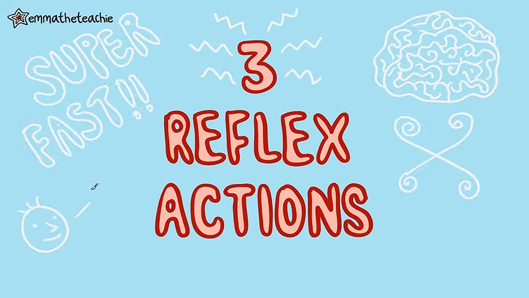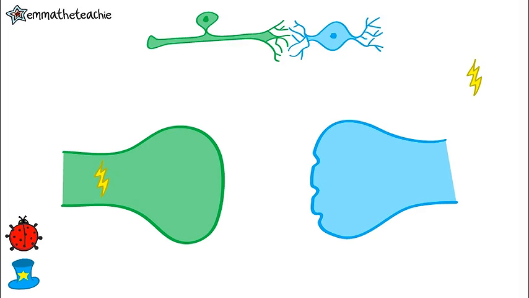3. Reflex actions. Although the nervous system is very fast, there is something slowing it down: synapses. If you look very carefully, you'll notice there is a tiny gap between these two neurons. This is called a synapse. Here is a zoomed-in version of a synapse.